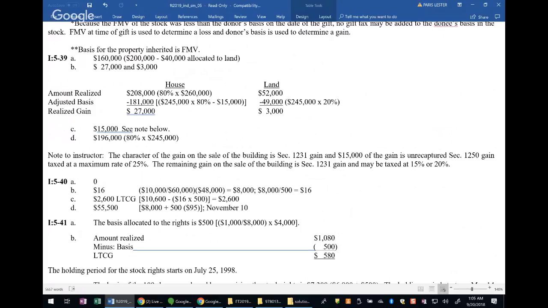100 shares times the $70 a share is $7,000, and then 100 rights times 10 is $1,000. Okay, both of them together is $8,000. But the value of the rights is only 1,000, so that's 1/8 of 4,000, which is 500. That's how you allocate the basis to the rights.